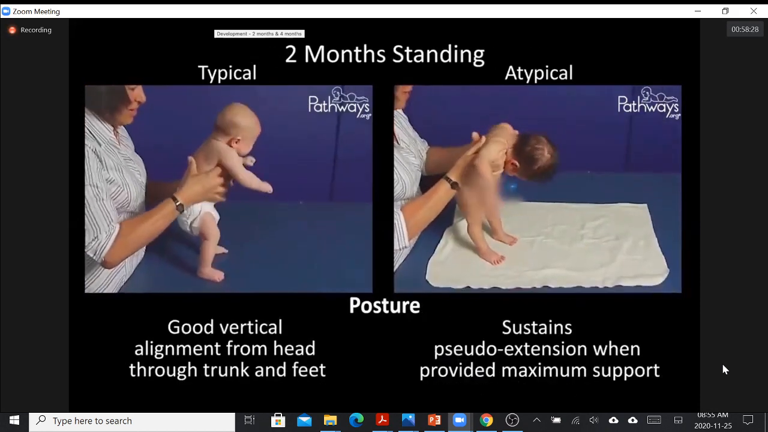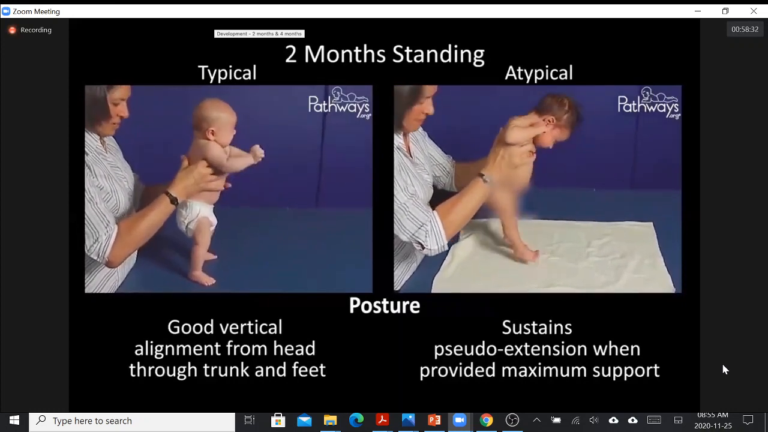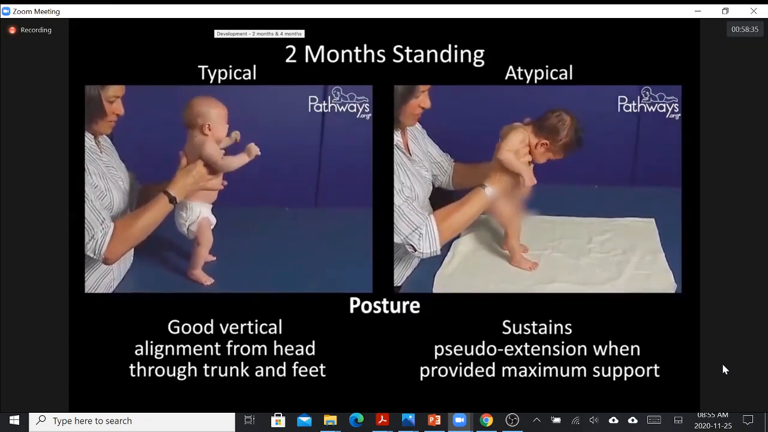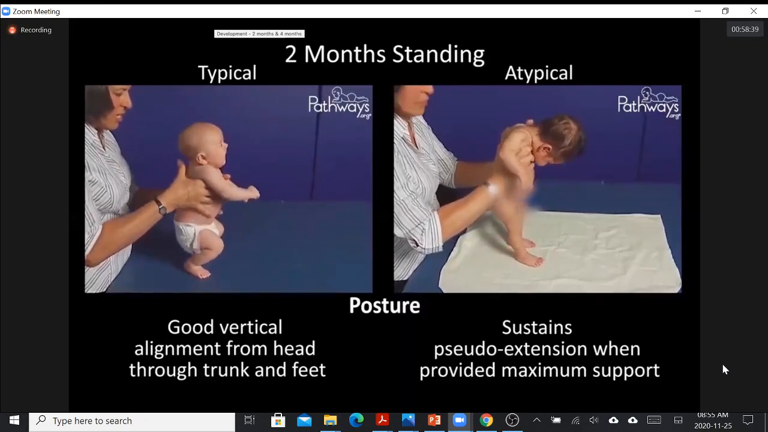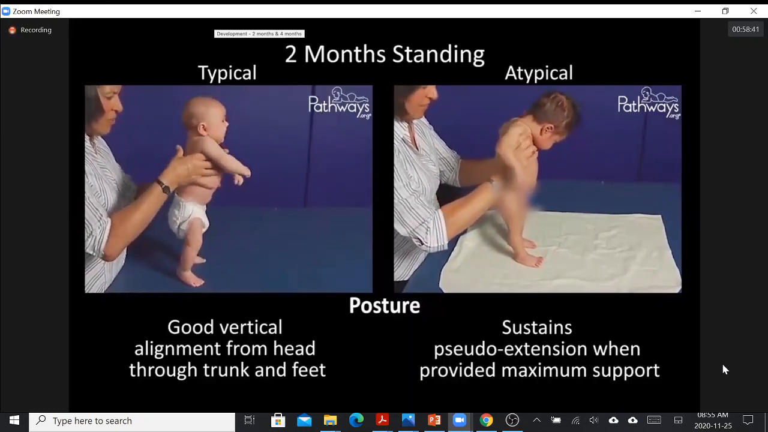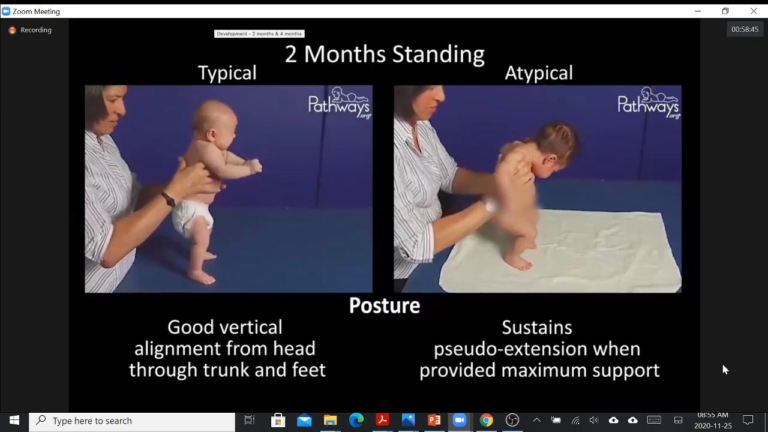Position 8, standing posture. When placed in supported standing, we see the typically developing baby has good vertical alignment from head through trunk and feet. Notice the atypically developing baby on the right sustains pseudo-extension when provided maximum support.